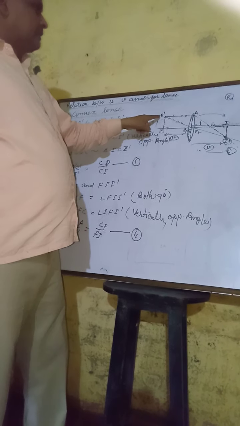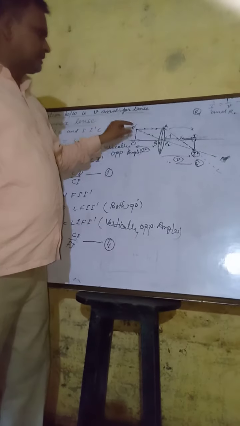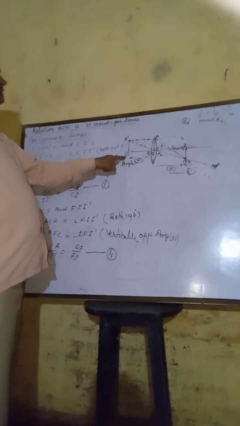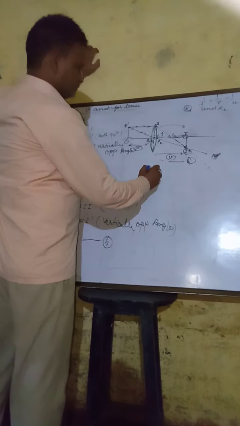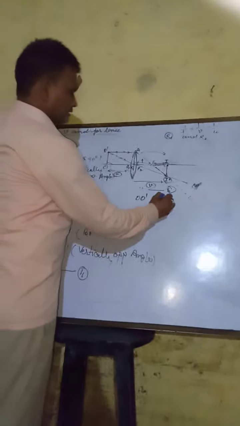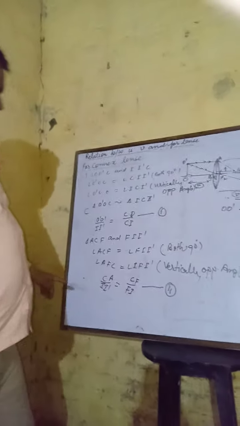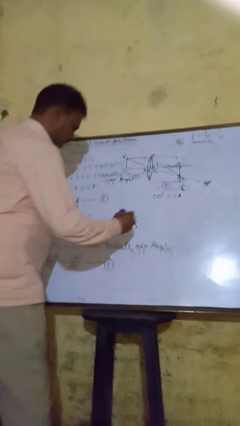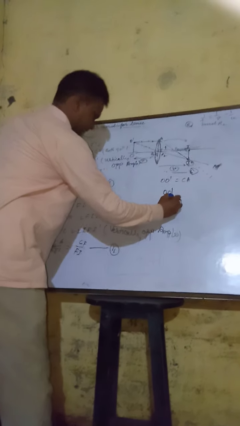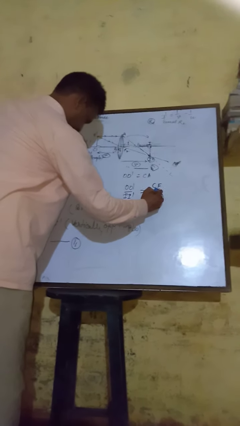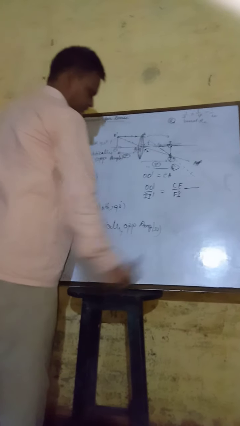Since light ray O dash A travels parallel to the principal axis, thus O dash O is equal to CA. If we write here, then we will find that O dash O upon II dash is equal to CF upon FI. It is equation number 3.